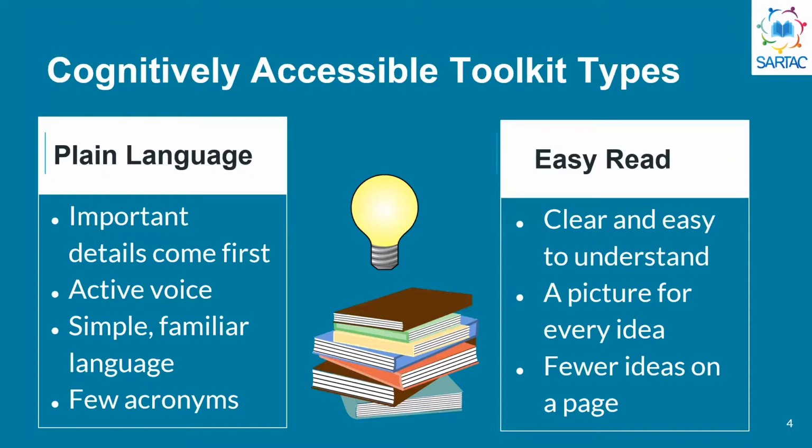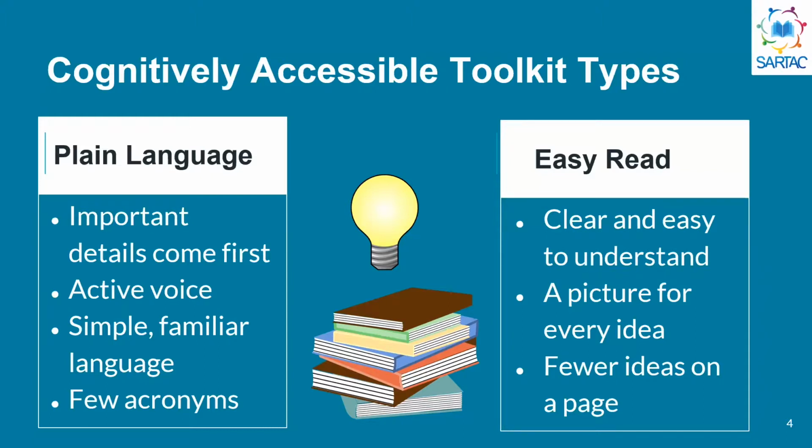All right, so today we're going to talk about two kinds of cognitively accessible formats. It says toolkit types, but you can actually use this for any kind of resource. We're going to talk about plain language, and we're going to talk about Easyread. We'll get into a lot more nitty-gritty about both of these, but some things to keep in mind. With plain language, important details come first. You use active voice. Use the language that is as simple and familiar as possible. Spell out things like acronyms, and generally you explain new concepts as you introduce them.